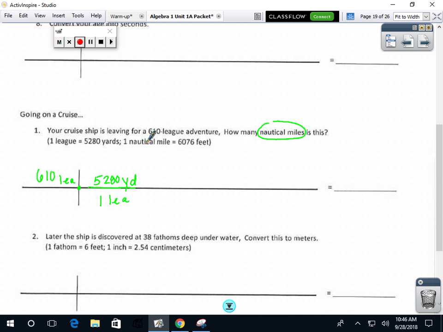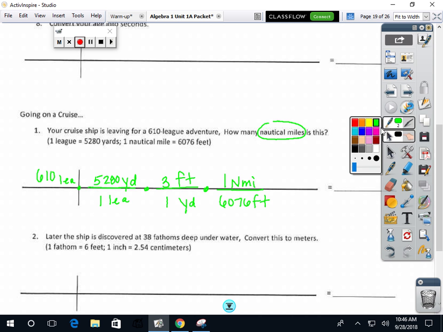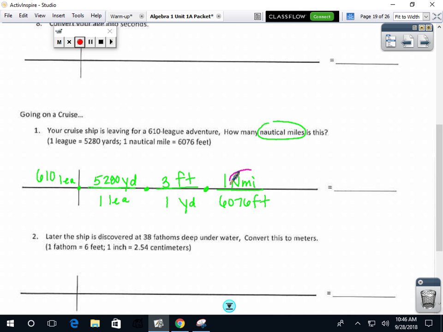Okay, well, we know that 1 nautical mile is that many feet, but we're currently in yards, so what do we need to do? Right, we need to take yards to feet, and 1 yard is equal to 3 feet. And now that we've done that, we have feet in the top, so now we're able to use this information about 6,076 feet is 1 nautical mile. Okay, so now we've made it to the units that they want the answer in, which is nautical miles. All the other units cancel each other out.